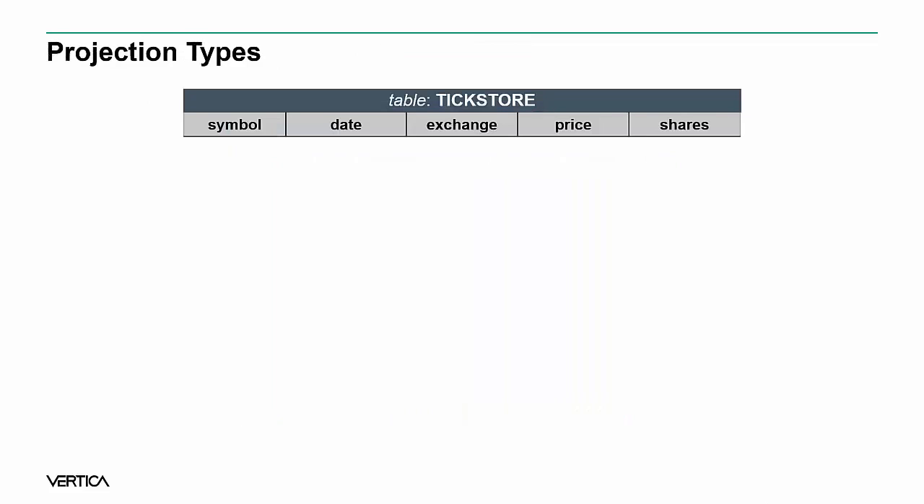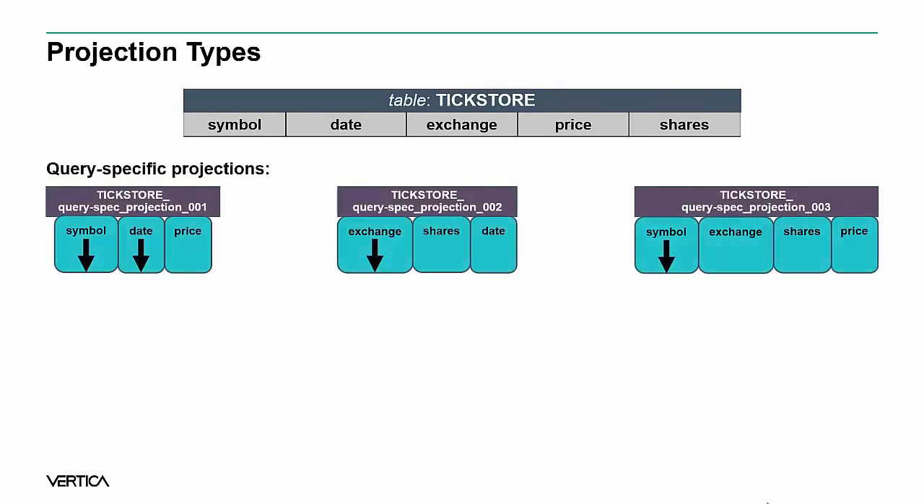There are 2 basic types of projections that can be built based on a table. If you have frequently run queries, you can build projections that are specific to those queries. Vertica will automatically choose the projection that best fits the query, and query performance is also increased because the data in each projection is automatically sorted.